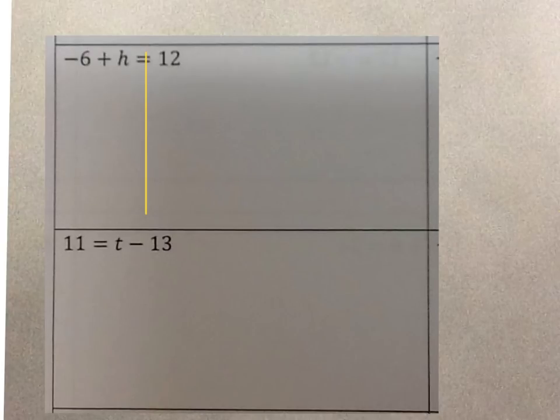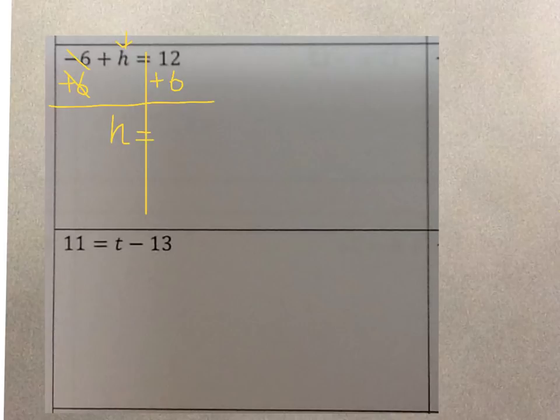To solve an equation without models, we do the same thing, only we use numbers. So first we want to isolate h, the variable, and we want to zero out the negative 6. The opposite of that is adding 6. So we add 6 to one side and add 6 to the other, because whatever we do to one side, we have to do to the other. The negative 6 and the positive 6 become a 0 pair. That leaves me with h.